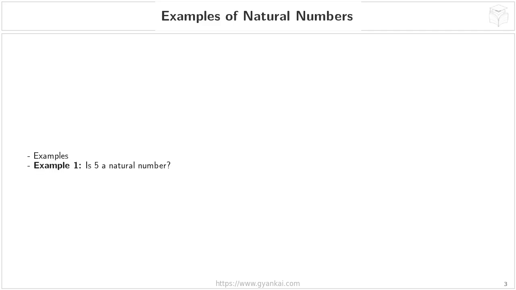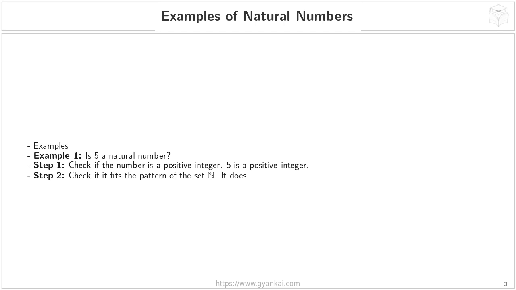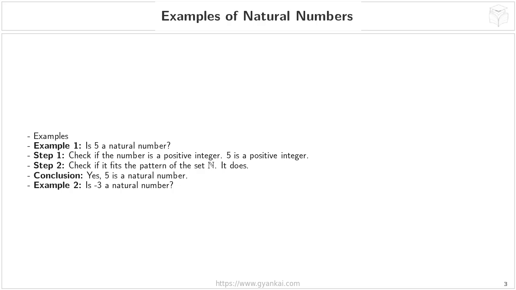Now let's look at our first example. Is 5 a natural number? The first thing we do is check if 5 is a positive integer. Well, yes, it is. It's a whole number and it's greater than 0. Next, we check if it fits the pattern of our set of natural numbers: 1, 2, 3, and so on. Does 5 fit in there? Absolutely. So the conclusion is yes, 5 is a natural number. Pretty straightforward, right? Let's try a slightly different one.